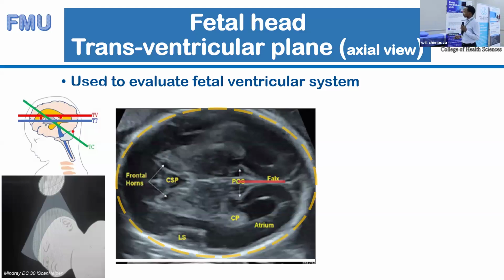Then we also want to see the choroid plexus. We rule out any cysts. And then we also want to see the cavum septum pellucidum, which is a rectangular structure. Failure for us to see the cavum septum pellucidum might mean agenesis of the corpus callosum. So if you don't see this, you also look at the shape of the ventricle. In agenesis, the ventricle might appear like a teardrop.